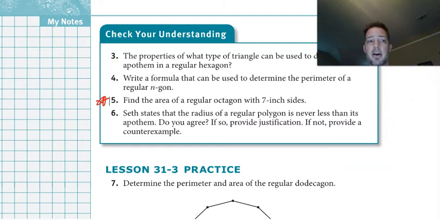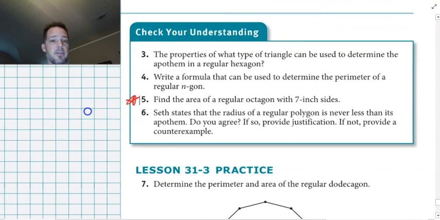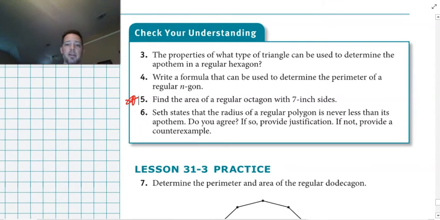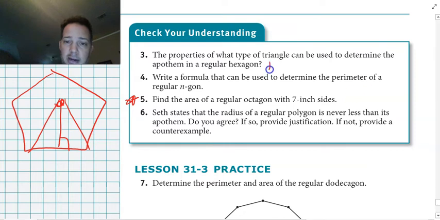All right, now that you have taken a moment to try questions 3 through 6, let's look at the answers and see what we get here. 3 says the properties of what type of triangle can be used to determine the apothem of a regular hexagon. We end up using an isosceles triangle and a right triangle. We need to use both of those. We need to create an isosceles triangle first, and then we turn that into our right triangle to help us figure out. Obviously not drawn to scale here, but we use both an isosceles triangle and right.